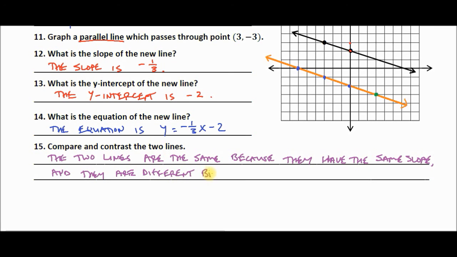And they are different because, let's just mention the y-intercept, they have a different y-intercept. Okay, that should be a good enough explanation. Compare and contrast. We decided to explain what are they, how are they the same, and we described with contrast how are they different.